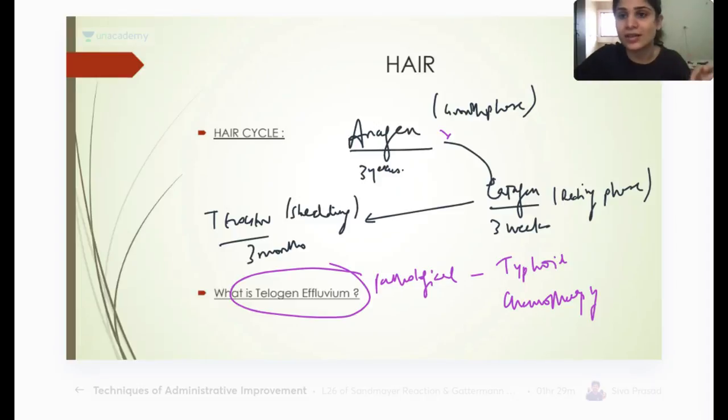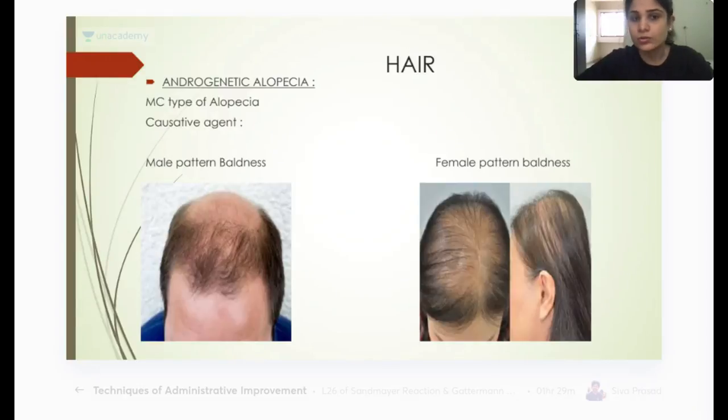Okay, so if you have a chronic disease, are you going to get your hair back or no? Suppose you have typhoid or a severe disease that has happened, tuberculosis, and you were admitted in the ICU for a long period of time, or COVID, will the hair come back to its normal phase or no? Okay, so after the telogen effluvium phase is over, the hair can come back to normal. Okay, yes, it can come back to normal.